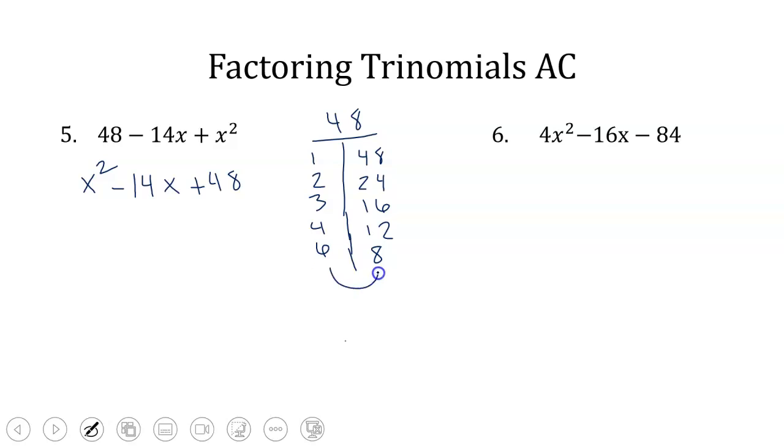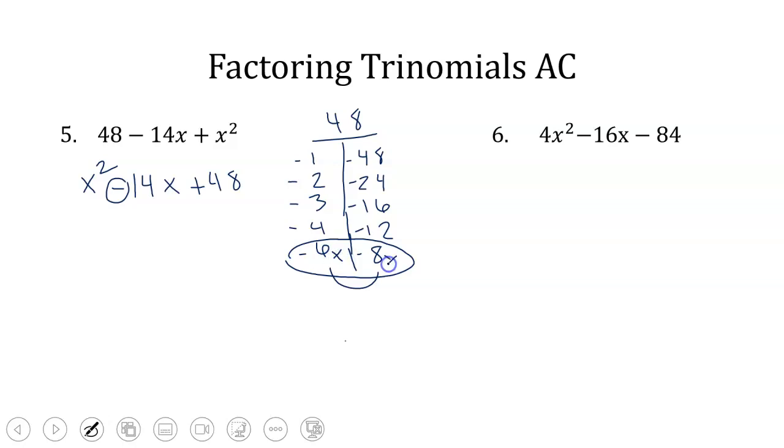And that's the end. All right, so they multiply to a positive 48. So I know that's either going to be 2 positives or 2 negatives. So let's look at that middle sign. It's a negative. So that means it's going to be 2 negatives. So both sides are going to be negative. So which ones add up to negative 14? Well, that's negative 6 and negative 8 make negative 14.